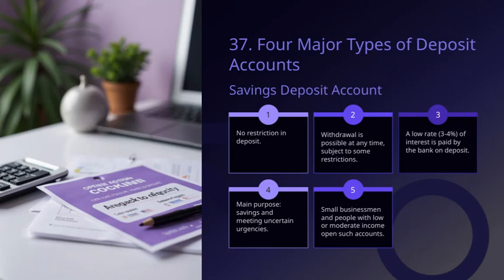Let's talk about the savings deposit account. First, there's no restriction on how much you can deposit, which makes it very flexible for savers. The bank pays a low interest rate, usually around 3 to 4%, so it's not meant for high returns but for safety and liquidity. Small businessmen and people with low or moderate incomes often open these accounts because they offer a safe place to keep their savings.